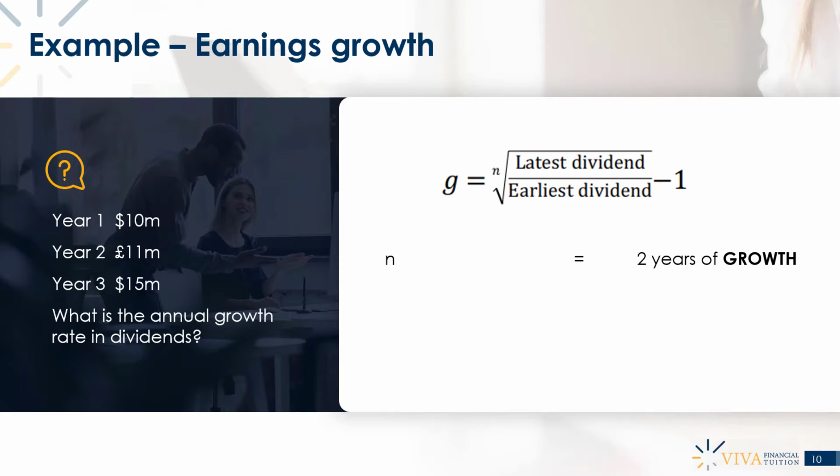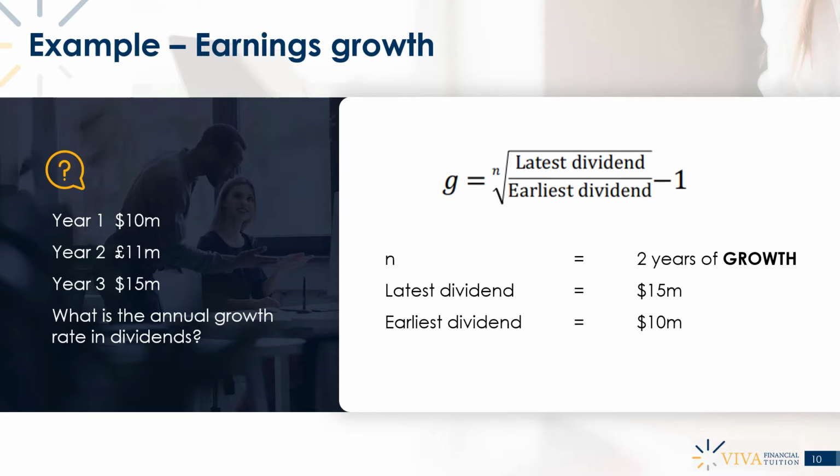So, what numbers need to go in this formula? Well, N is 2 here. There's 3 years worth of dividends, and that means 2 years worth of growth: 1 year of growth between year 1 and year 2, and a second year of growth between year 2 and year 3. The latest dividend, the most recent one, is 15 million. And the oldest dividend, the earliest one, is 10 million. And if you're thinking, oh, we've just ignored that one in the middle, you're absolutely right. We have. And that's one of the real limitations of this formula. It only takes the first and the last point.